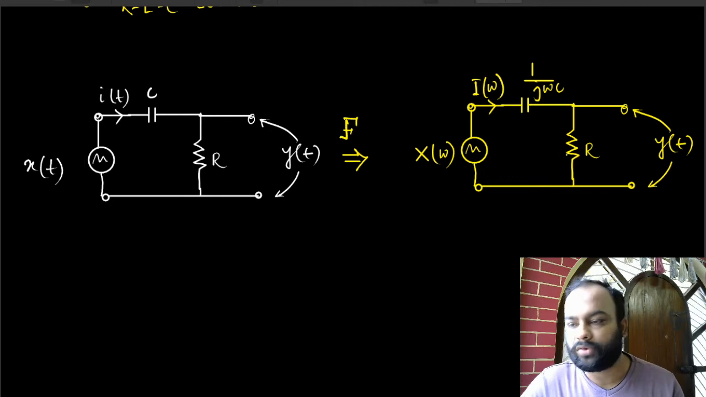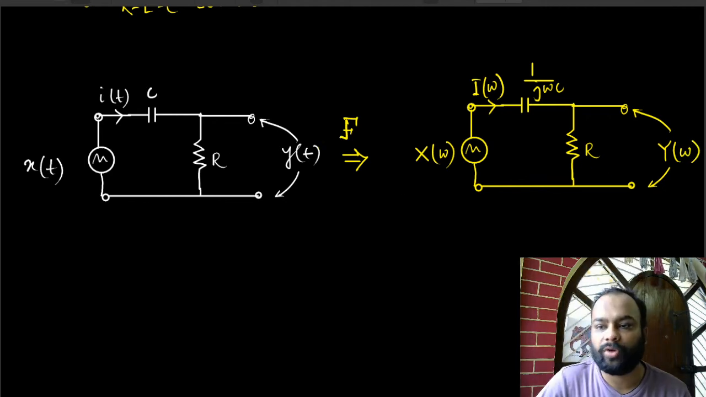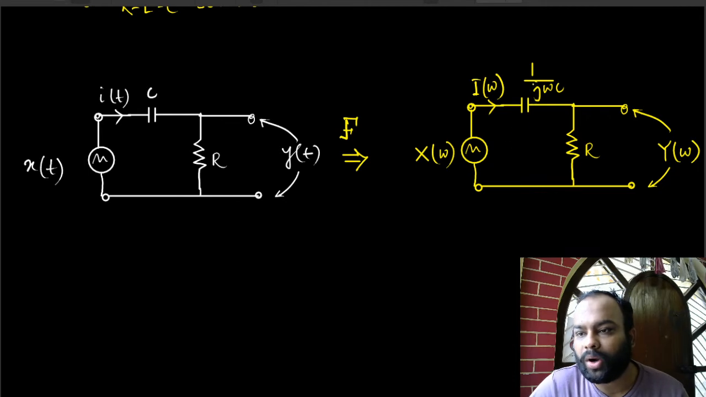V equal to IR, of course, from that. And y(t) has become Y(omega), after application of the Fourier transform on the circuit. So we know that, right? So of course, what is the current through this entire circuit? Because again, this is open, so there is just one loop here.